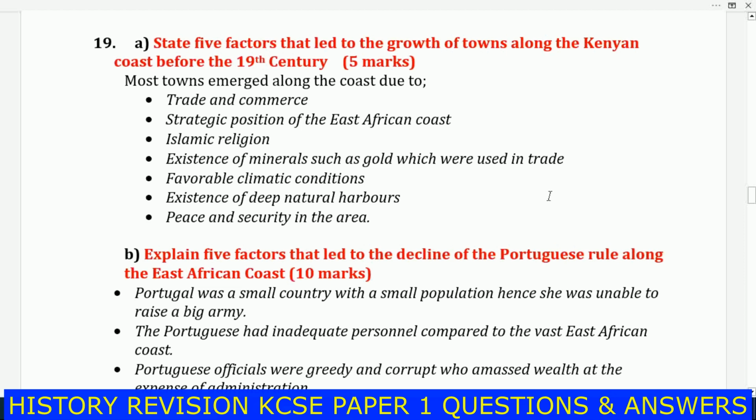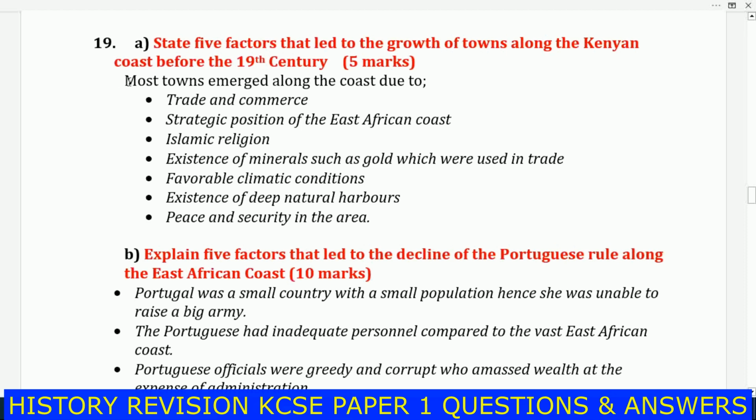State 5 factors that led to the growth of towns along the Kenyan coast before the 19th century. Factors that led to the growth. What made the towns grow along the Kenyan coast before the 19th century? Most towns emerged along the coast due to the following. This is the way you answer the question.